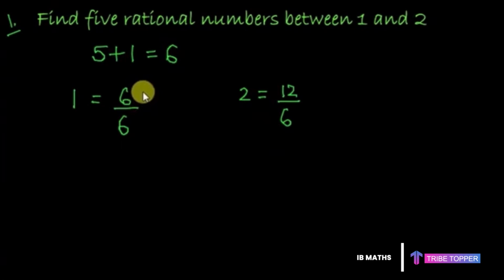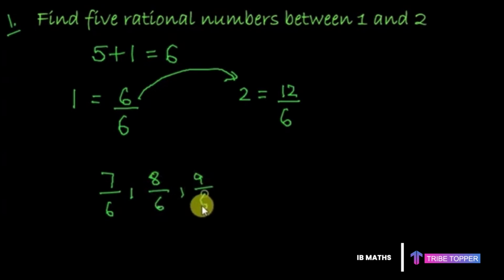So as you can see, in going from 6 by 6 to 12 by 6, you'll automatically get 5 rational numbers as 7 upon 6, 8 upon 6, 9 upon 6, 10 upon 6 and 11 upon 6. So isn't that simple? You just need to find 5 rational numbers. So we express the given numbers as a ratio of two integers so that the denominator is 6.